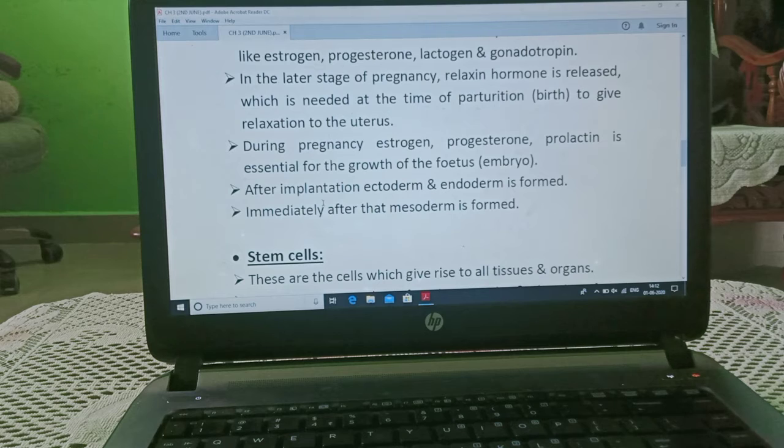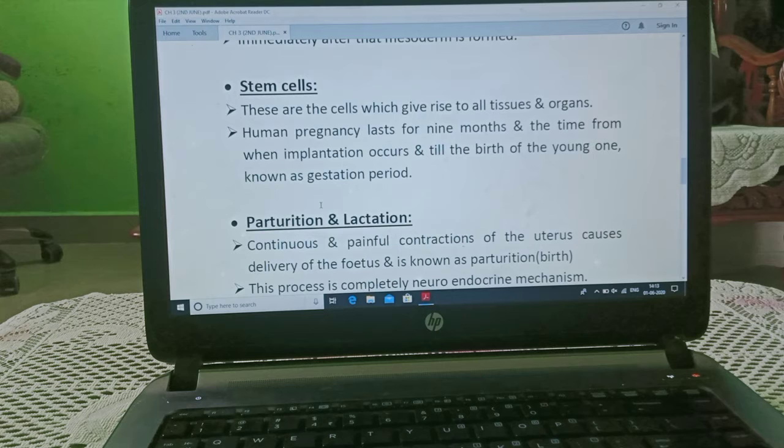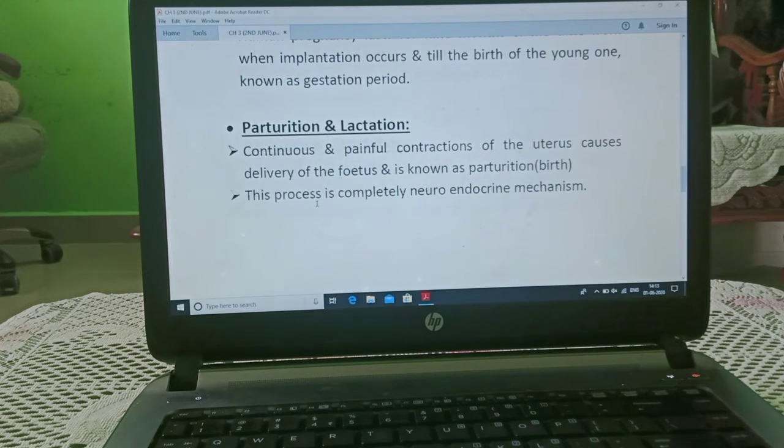During pregnancy, the hormones estrogen, progesterone and prolactin are essential for the growth of the fetus, that is the embryo. After implantation, ectoderm and endoderm are formed. Immediately after this, mesoderm is formed. Stem cells are the cells which give rise to all tissues and organs. Human pregnancy lasts for 9 months, and the time from when implantation occurs until the birth of the young one is known as the gestation period.